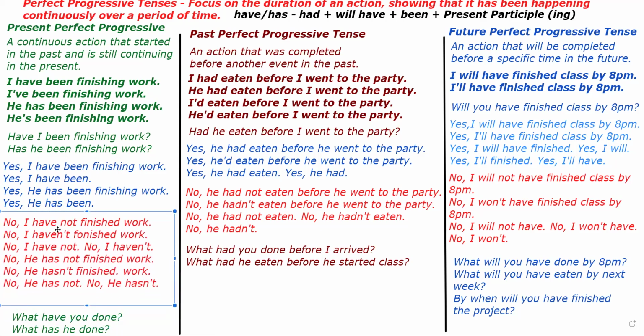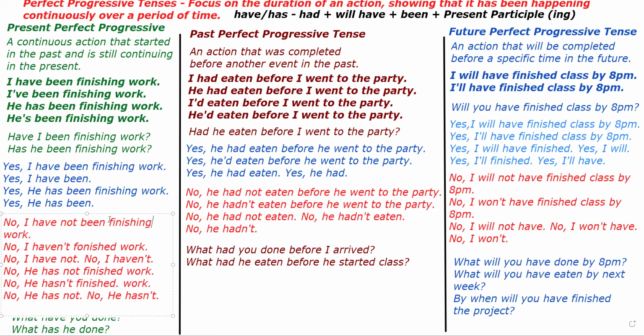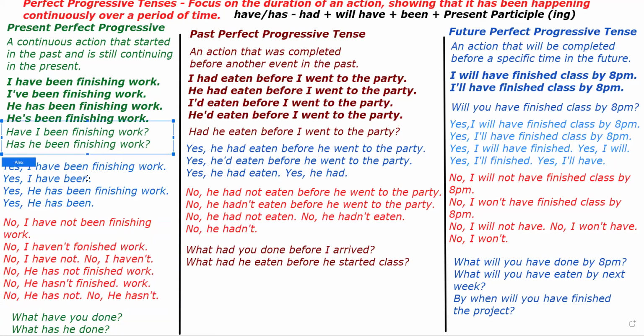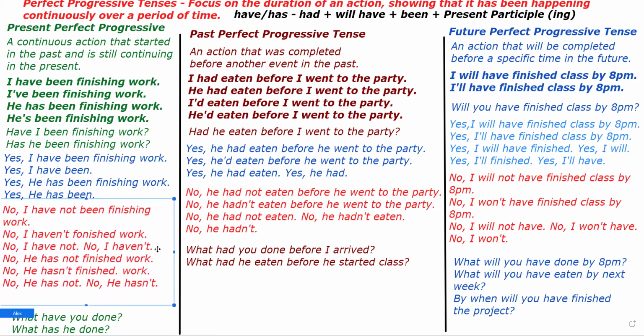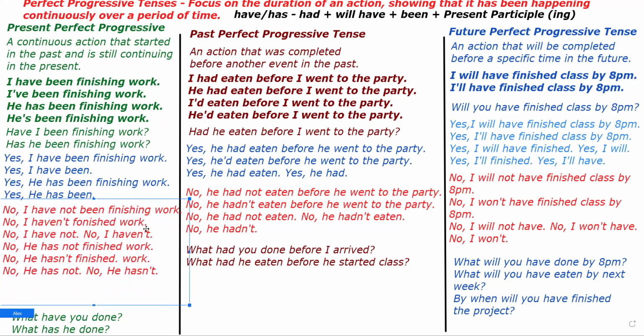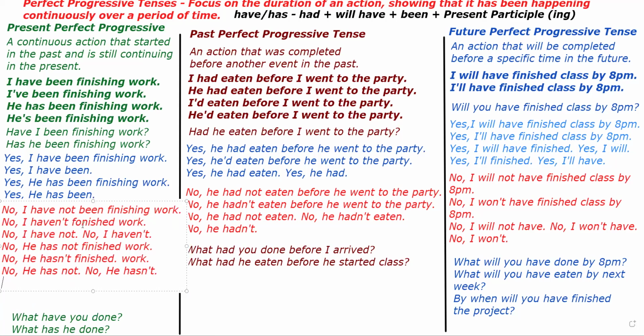Negatives. No, I have not been finishing work. Oh my gosh, I had put finished instead of an ing here. Okay, we'll fix it. No, I haven't been finishing work. No, I have not. No, I haven't. Or no, I haven't been.